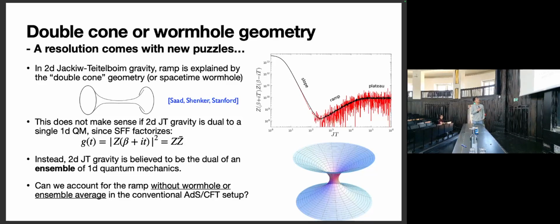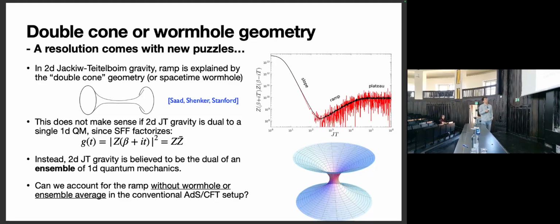So the interpretation is that JT gravity is believed to be dual to an ensemble of one-dimensional quantum mechanics. It's not dual to a single copy of a quantum system. So that is the interpretation of this.